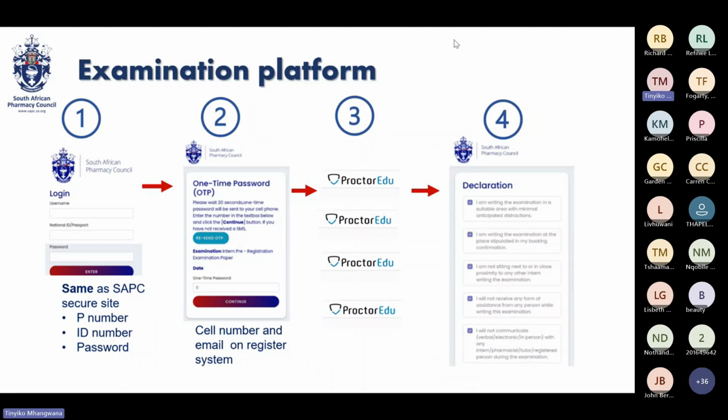On the examination platform, there are steps. The reason I told you need an hour at least to work around. These are the steps that you need to follow, starting with your logins, which are similar to the logins that you use when you are logging in to the website. Then you go there where you get the OTP sent to you. Remember, I said you will receive the OTP on your cell phone as well as the email.